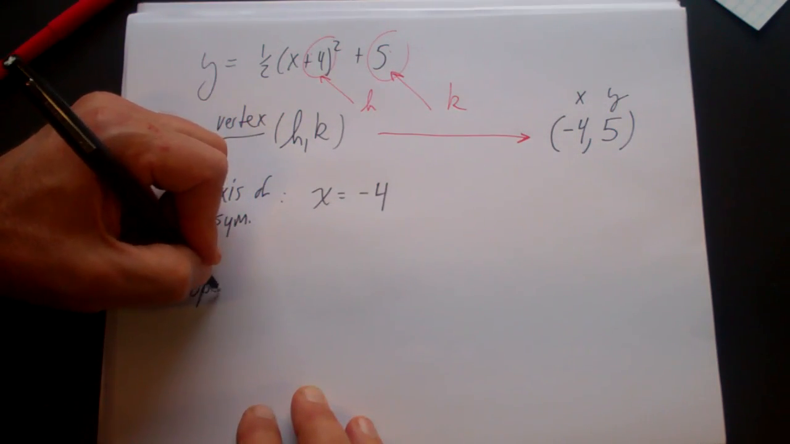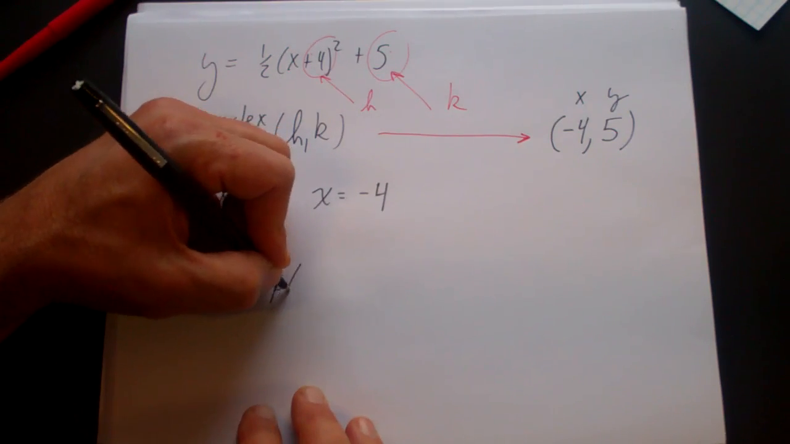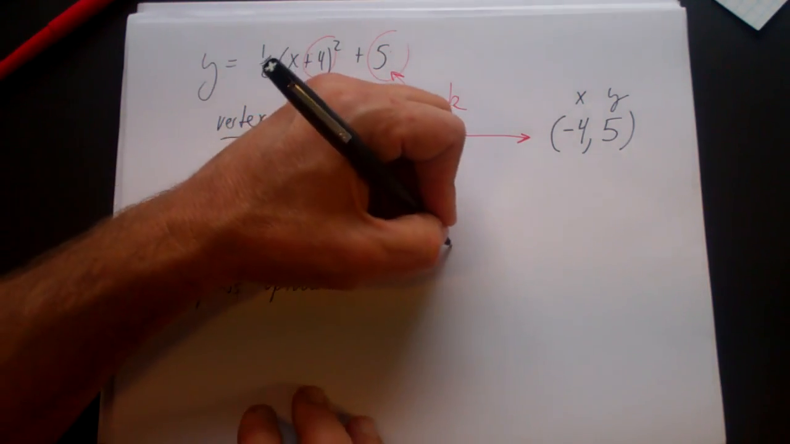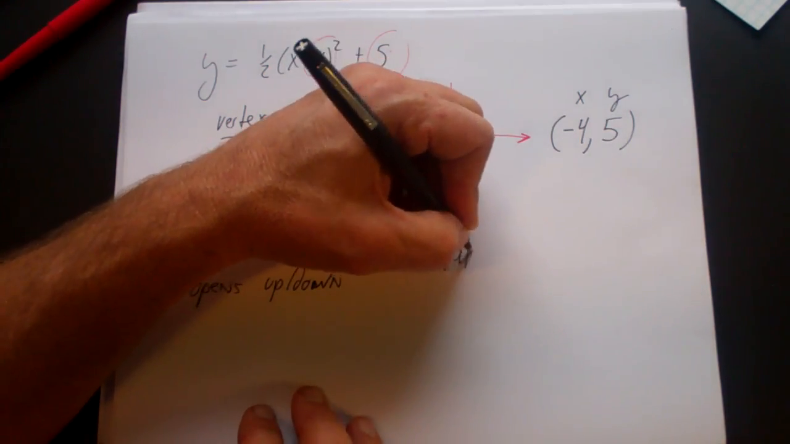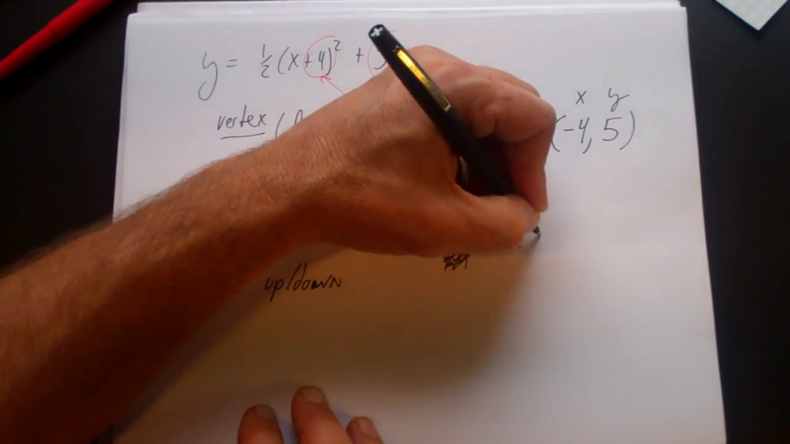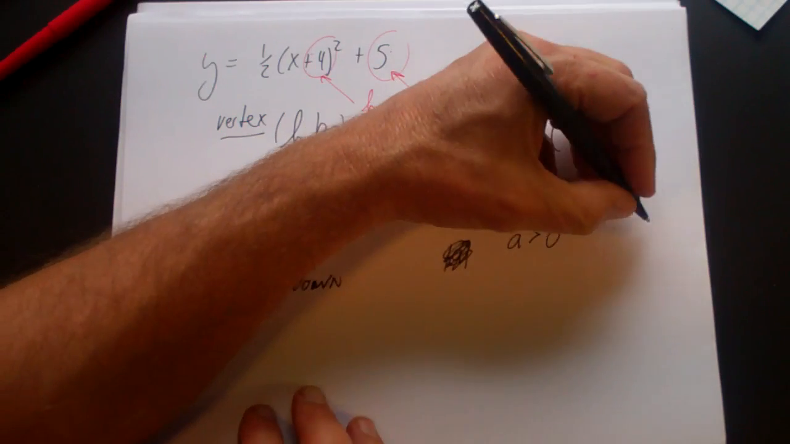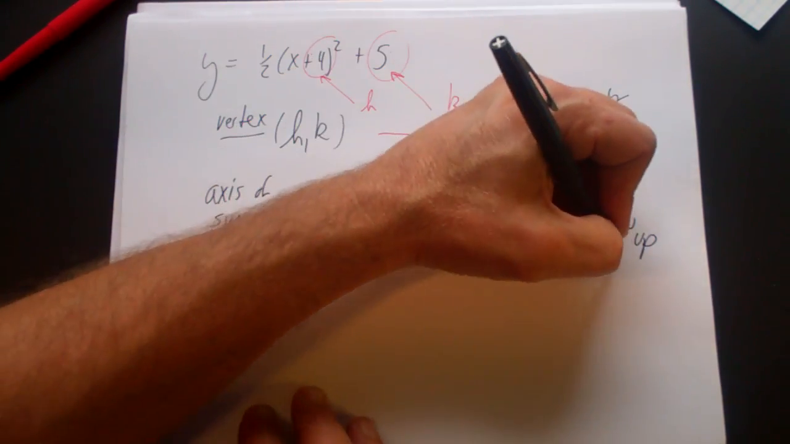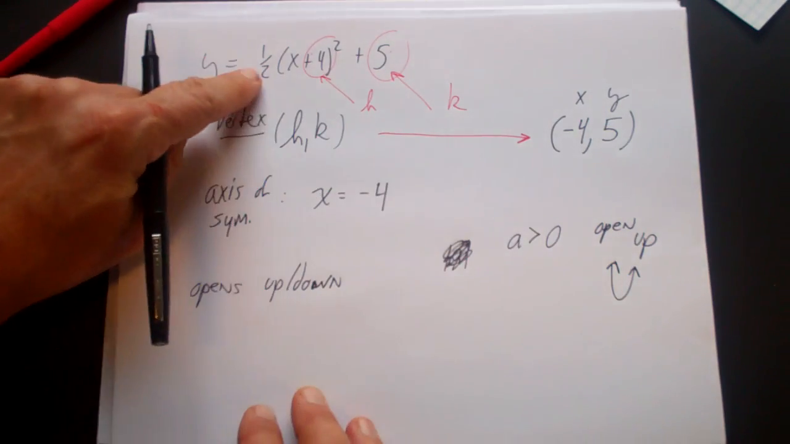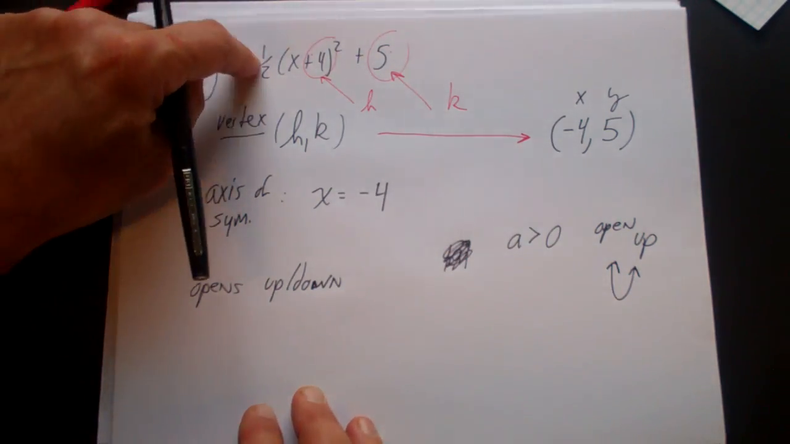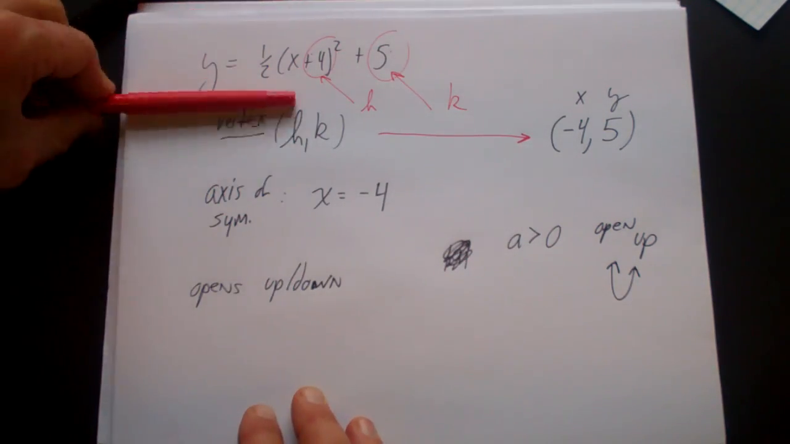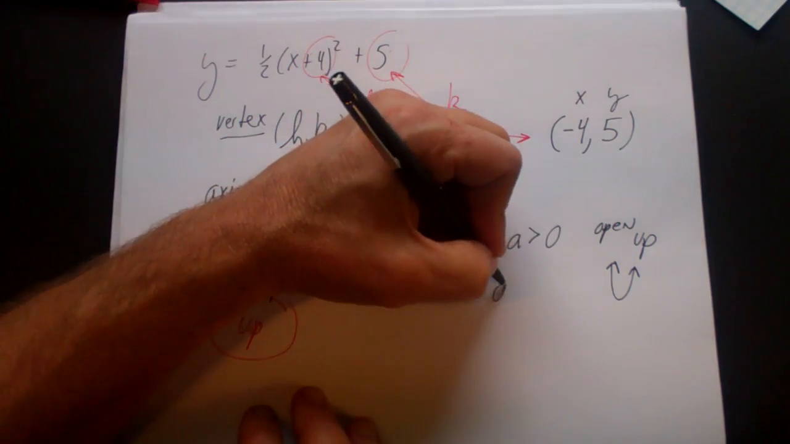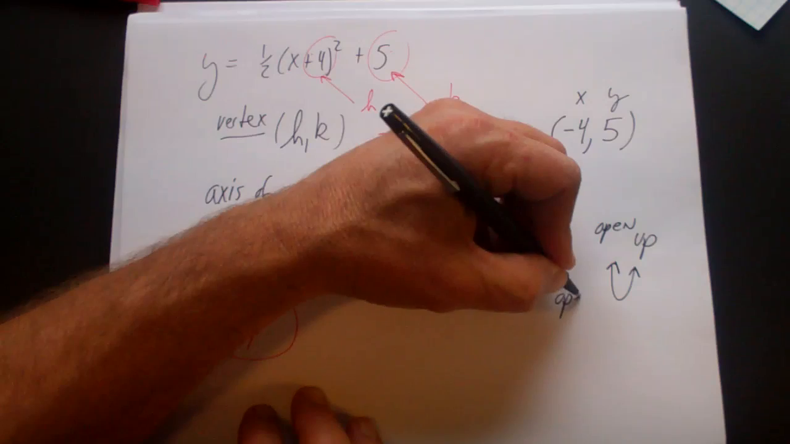Now let's see if it opens up or down. Well, the rule here is if a is positive, if a is greater than 0, then it's going to open up, like this. And if you notice here, a is 1/2, so it's positive, so it's going to open up. The other rule is if a is negative, then it will open down.